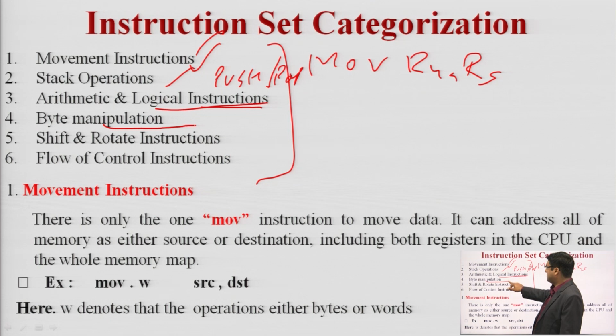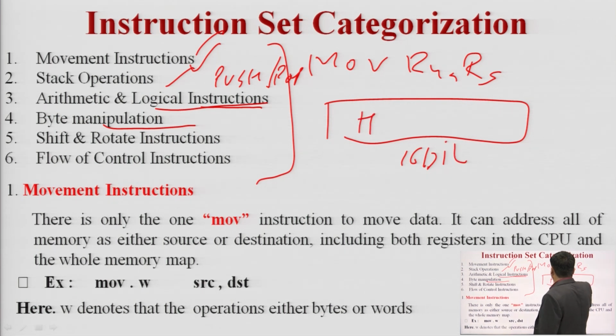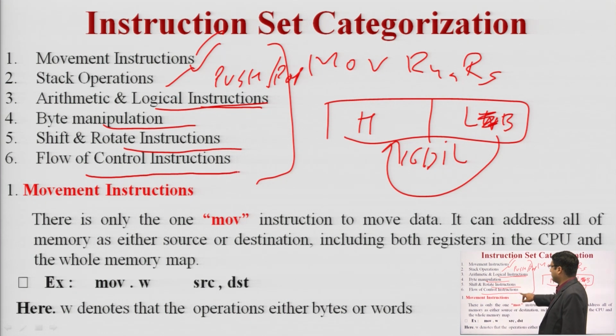Byte manipulation means we need to manipulate the byte. For example, in a 16-bit instruction, there is a higher byte and a lower byte. If we want to swap the higher byte and the lower byte, the swapping will take place through byte manipulation. Similarly, shift and rotate instructions; at a later stage we will discuss the difference between shift and rotate. Then flow of control instructions. So there are 6 instruction categories.